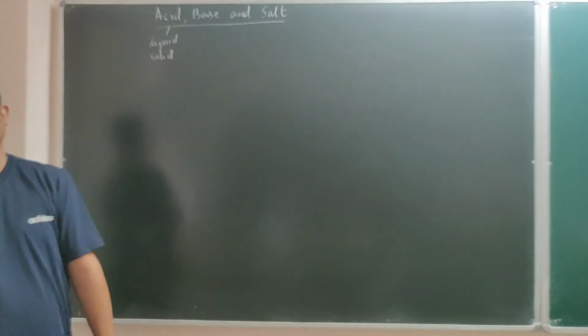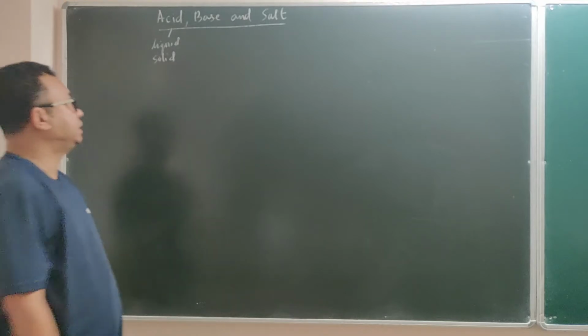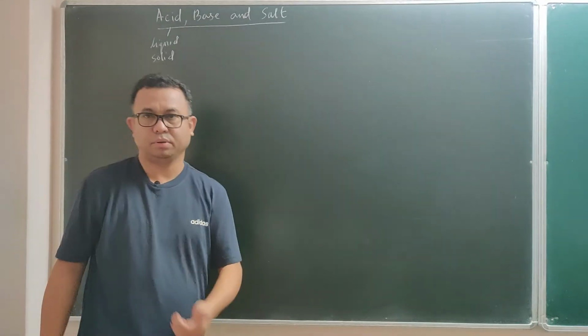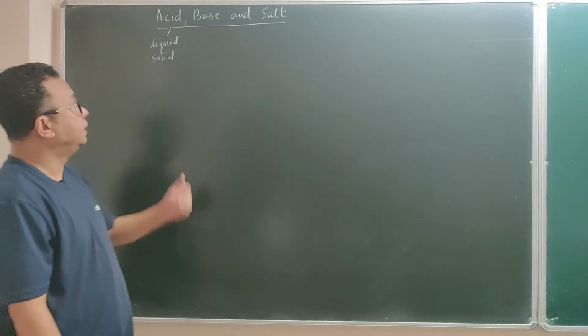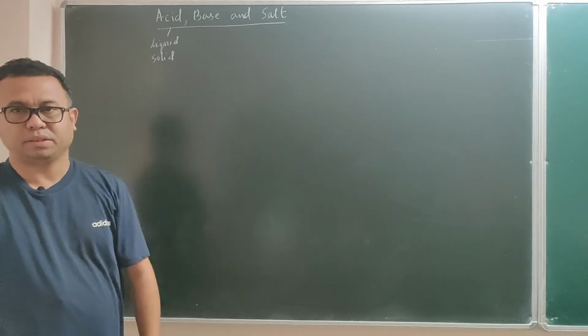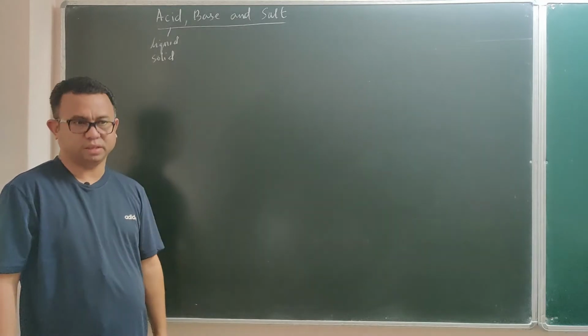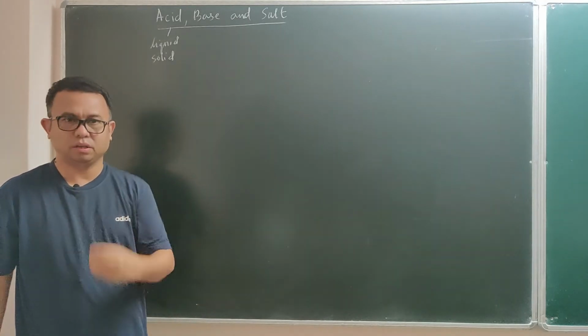The same thing can also be said about bases. Bases also can be liquids. For example, sodium hydroxide, the most common base, is a liquid. And there are so many other bases, for example copper oxide, which is also a base, but it is a solid. So a base can also be a liquid or a solid.